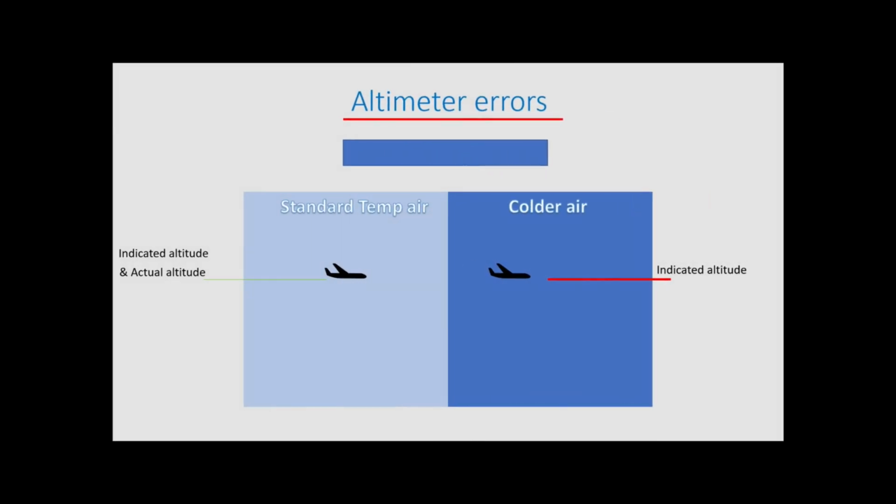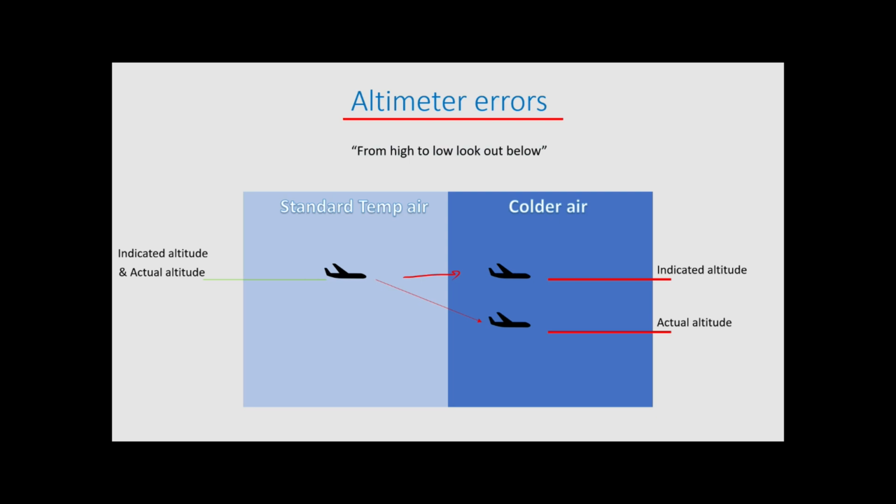Let's review altimeter errors. We're flying in standard temperature air, and we fly into cold air. Where will our aircraft be if we don't adjust our altimeter? We will be lower than our indicated altitude. Remember, from high to low, look out below.